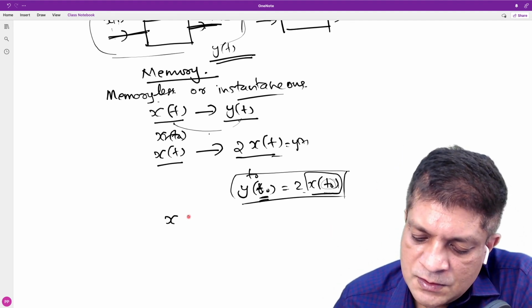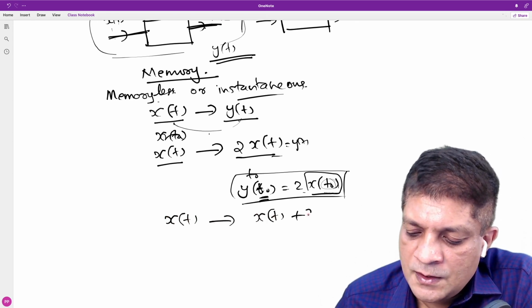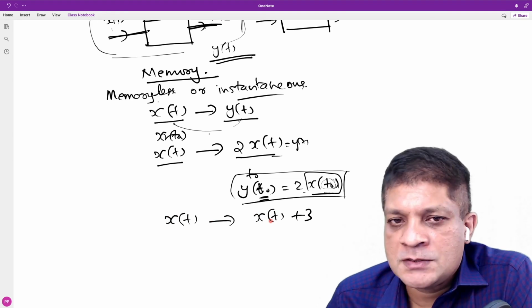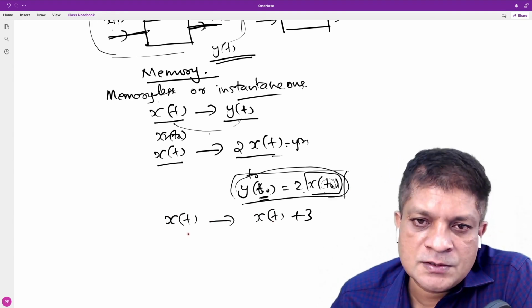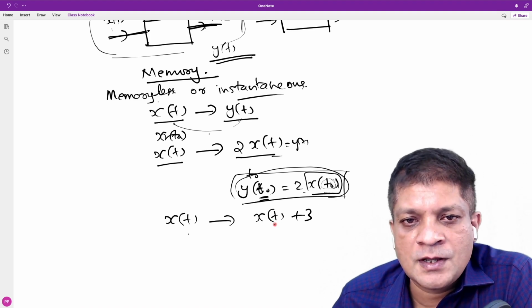Now, what about this? Suppose the input is x(t) and the output is x(t) plus 3. Is it a memoryless system? It is a memoryless system. Take any instant of time, the output depends only on the value of the input signal at that particular instant of time.